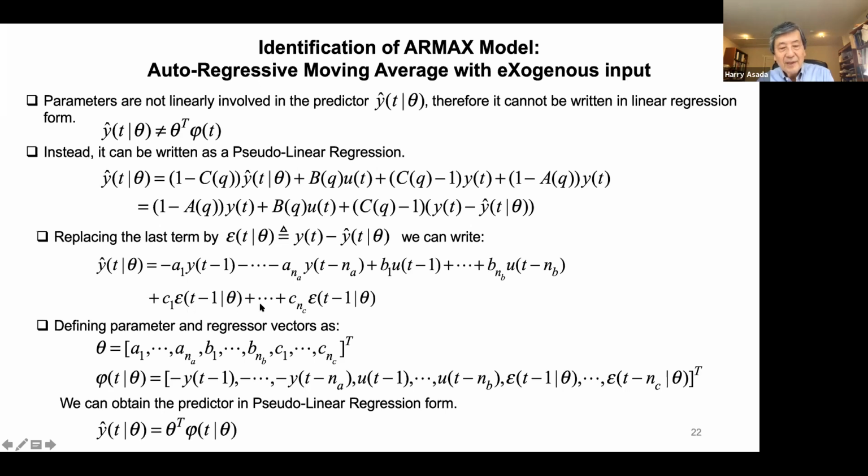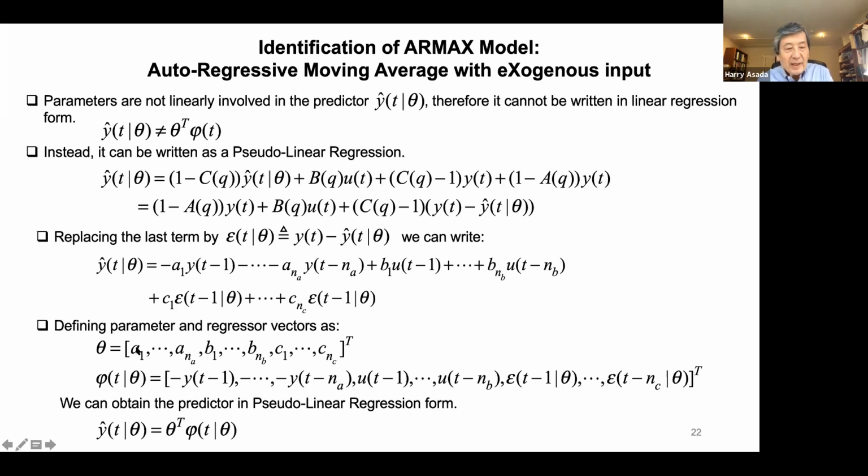Epsilon t minus 1, down to, oops, yeah, this is a typo. I always have some typo. I'm sorry about that. This should be epsilon t minus nc, epsilon t minus nc, slash theta. Sorry about that. I wrote the t minus nc here; this should be corrected.